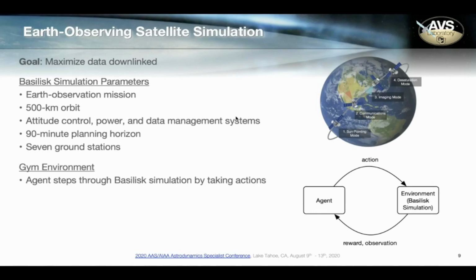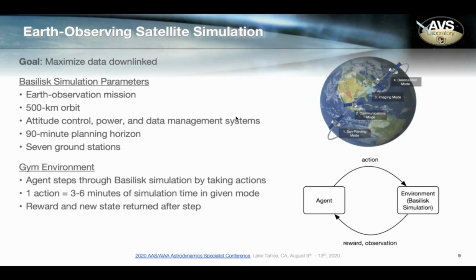As stated before, previous researchers in the lab have formulated the problem into a gym environment. This allows the agent to step through the Basilisk simulation by taking actions and then evaluating the reward and observation from that action to take more actions. One action lasts anywhere from 3 to 6 minutes of simulation time in a given mode. The charging, communications, and observation modes all last 3 minutes each, because that's about how long it takes for the attitude control system to settle attitude error to a negligible amount. The desaturation mode lasts for 6 minutes of simulation time, because that's about how long it takes to dump all the momentum in the reaction wheels.